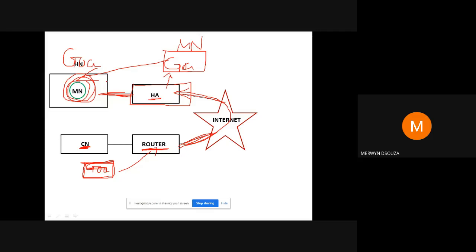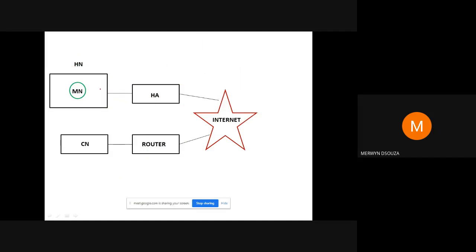If the MN wants to return the packet back, it obviously must know the CN's address.